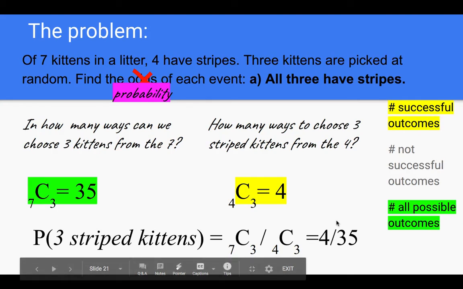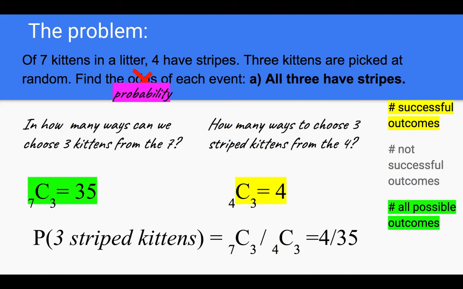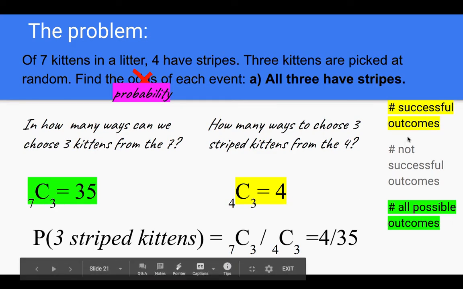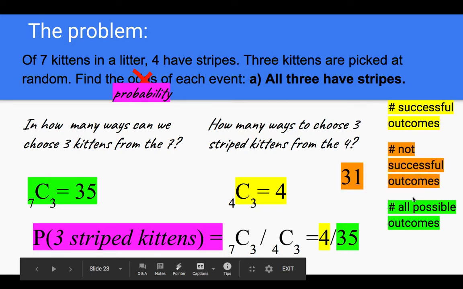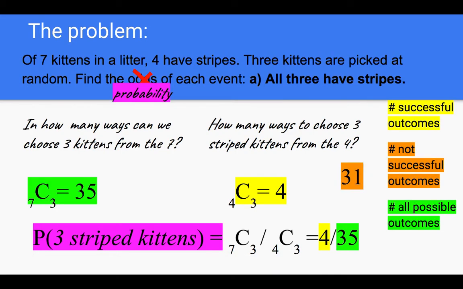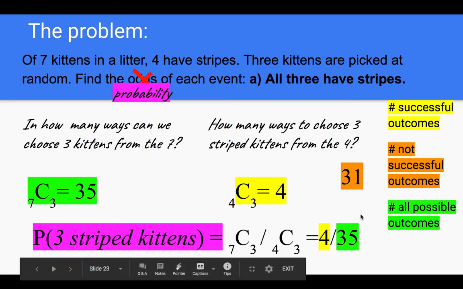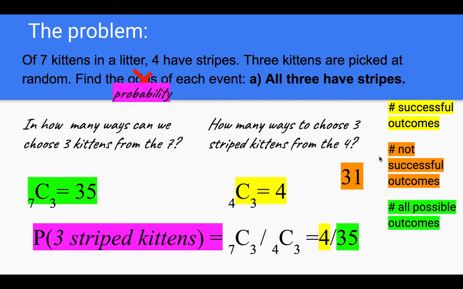That's a probability, but we have also found with this, well, successful outcomes and all possible outcomes. So I'll leave them here. And also, if you know that all possible outcomes are 35, the successful outcomes are 4, then the number of not successful outcomes is going to be 31. There's no other way to count the not successful ones.